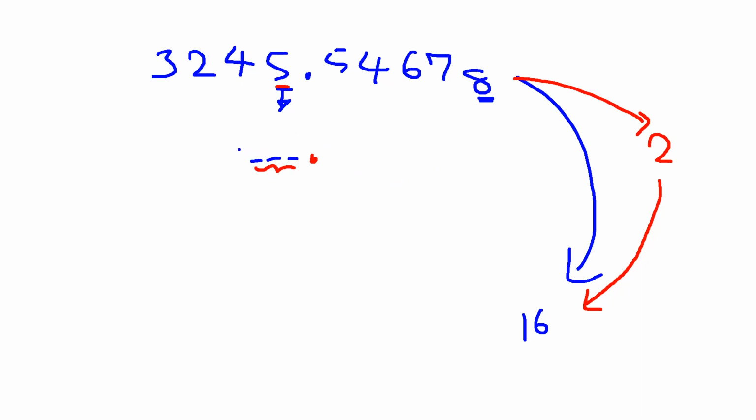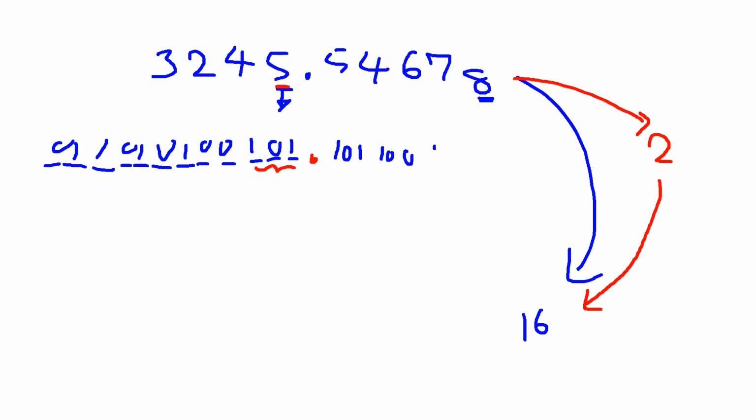So it becomes 101, 3 bits, right? Then 4 is 100, 3 bits. 2 is 010, 3 bits, 3 is 011, okay? And for 5, this one, 101, 4 is 100, 6 is 110, 7 is 111, right?